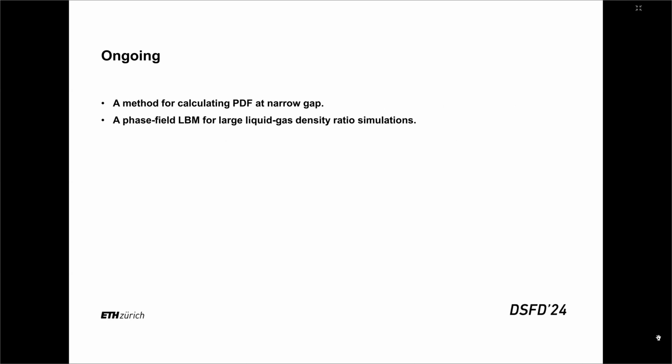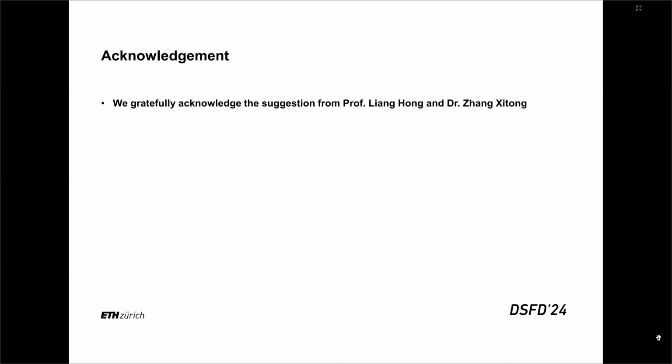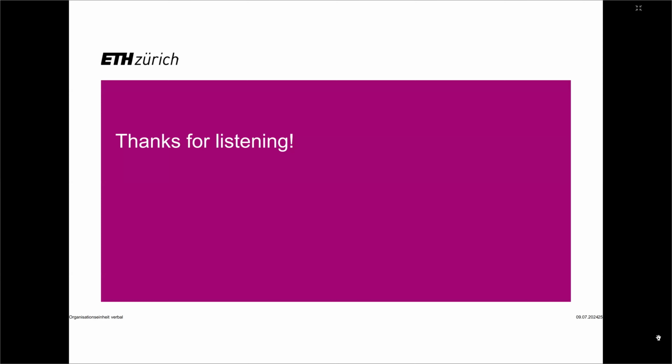This is our problem to be solved. First, we need to develop a method for calculating the particle distribution function at the narrow gap, so we can erase that shrinkage degree. And also, we still need to find or develop a phase field lattice Boltzmann method for large liquid-gas density ratio simulations. And I'd like to gratefully acknowledge the suggestions from Professor Liang Hong and Dr. Zhang Xitong. That's all. Thank you.